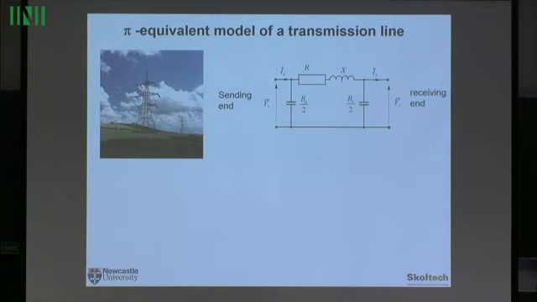Half of it is connected here, half of it there, because this is the equivalent circuit of a long transmission line. In order to represent that it's a distributed effect, we put half of the capacitance at the beginning, half of it at the end. Equivalent representation. So this is the so-called pi equivalent circuit, because it forms the letter pi.